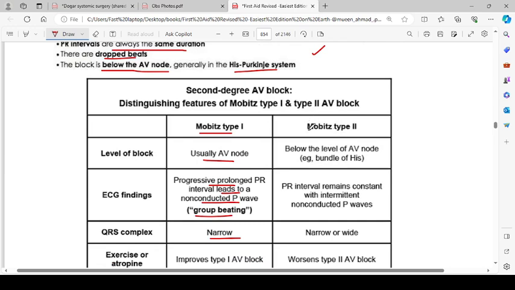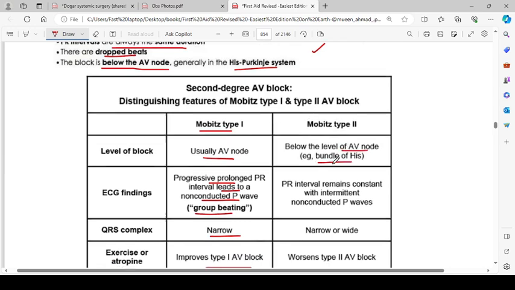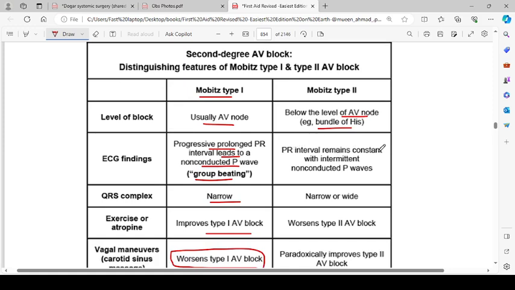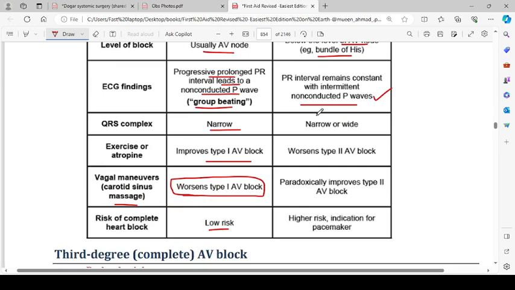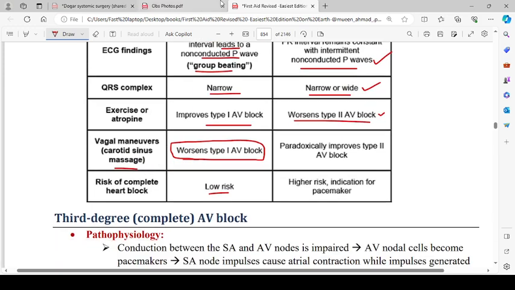Then we have type 2. The level of block is below the level of the AV node, for example, the bundle of His. The ECG will show a PR interval that remains constant with intermittent non-conductive P waves. The QRS complex can be narrow or wide. Exercise or atropine worsens the type 2 AV block. Vagal maneuvers like carotid sinus massage paradoxically improve the type 2 AV block. And it is a higher risk indication for pacemaker.